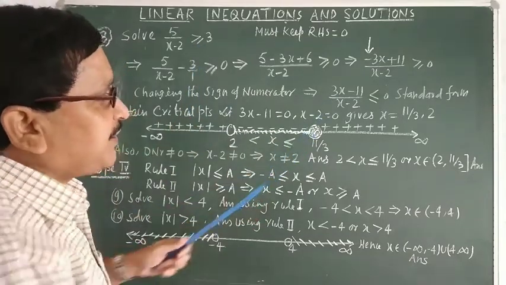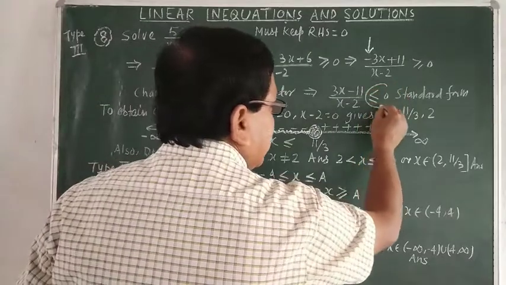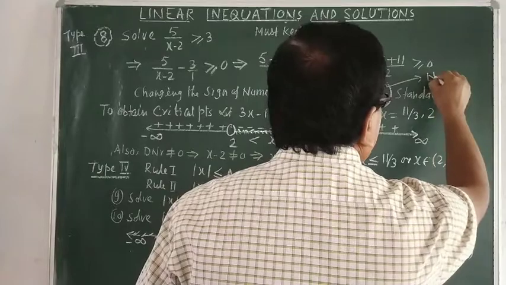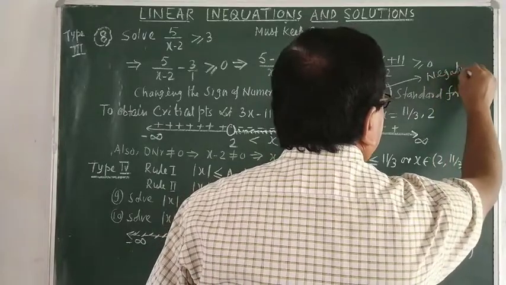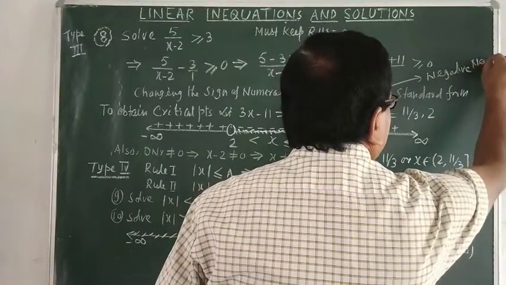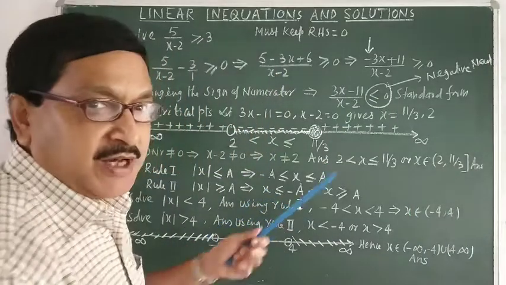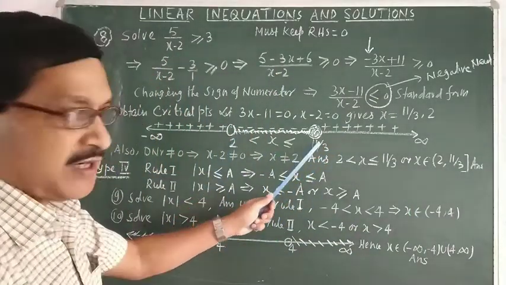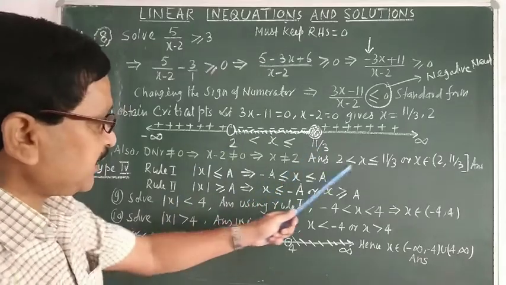And what is the need? The need is less than or equal to 0. Less than means negative is the need. We need negative, less than 0. So this is the negative. So our answer is in between this and this. So this is the answer.